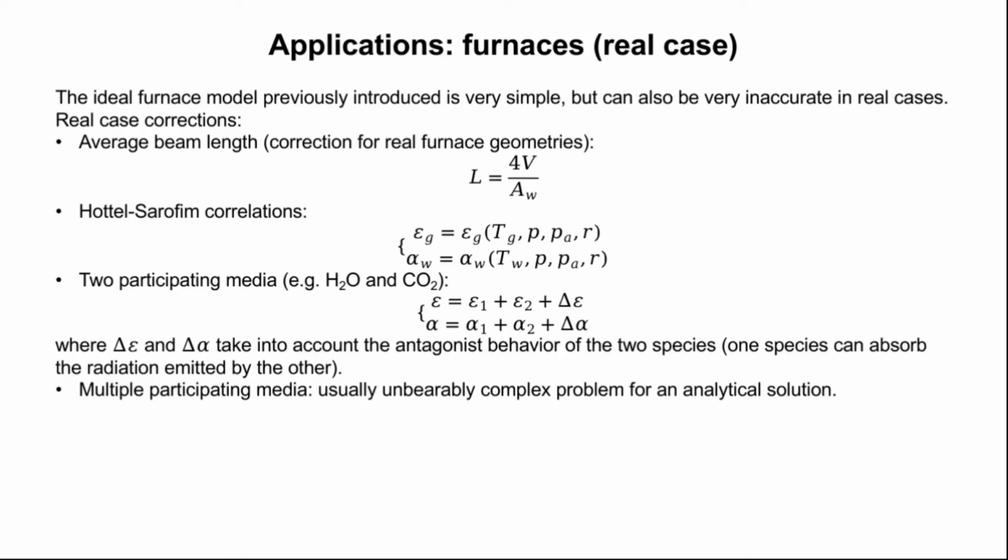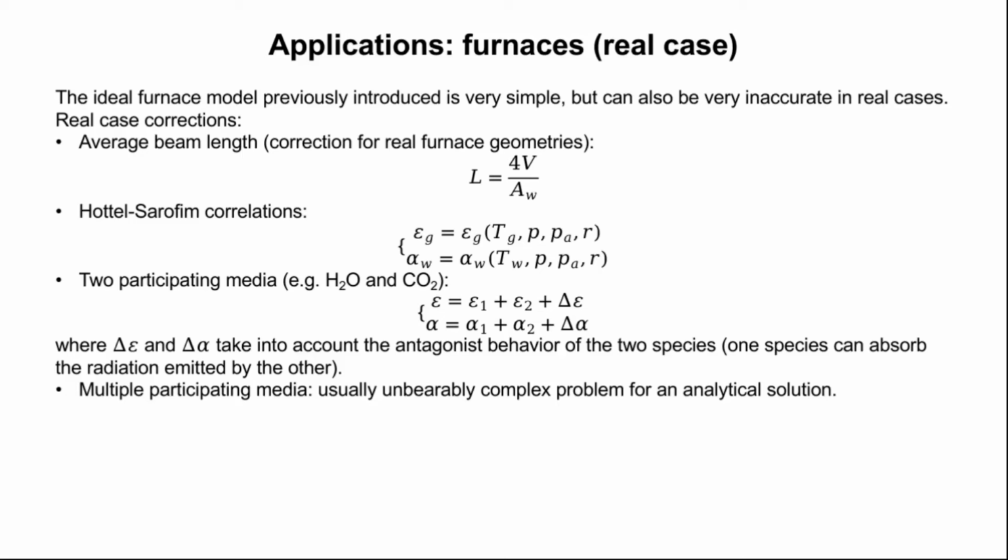To fit experimental data, Hodel and Seraphim introduced correlations which express epsilon g and alpha w as functions of temperature, pressure, partial pressure of a gas species and the distance from the absorbing or emitting source. Moreover, there are usually more than one emitting or absorbing species.